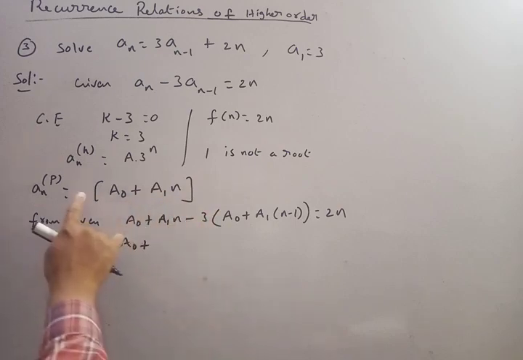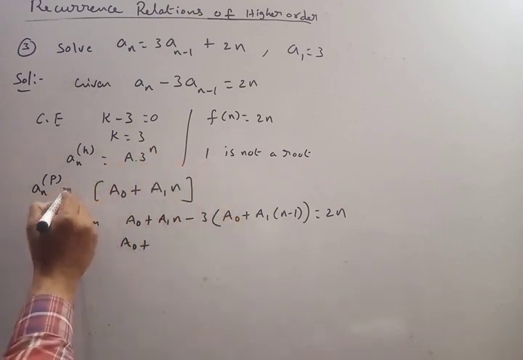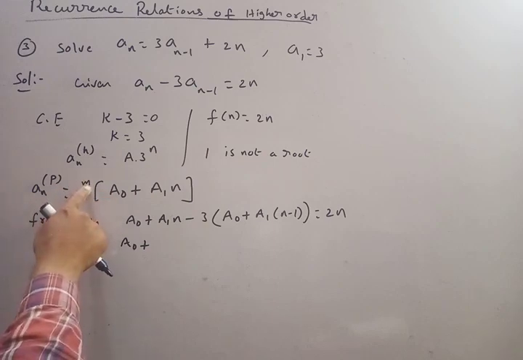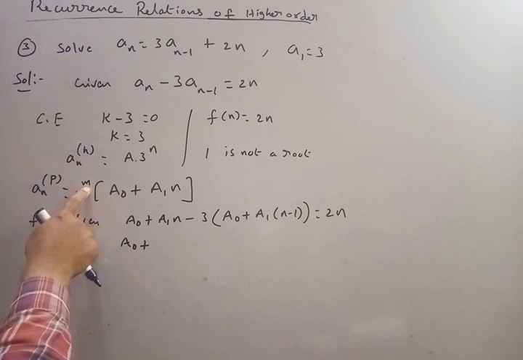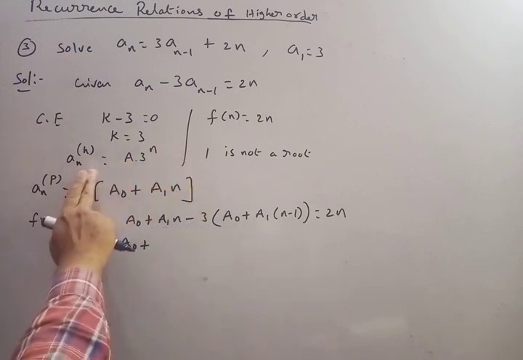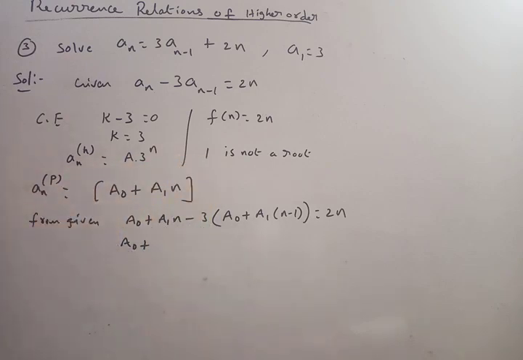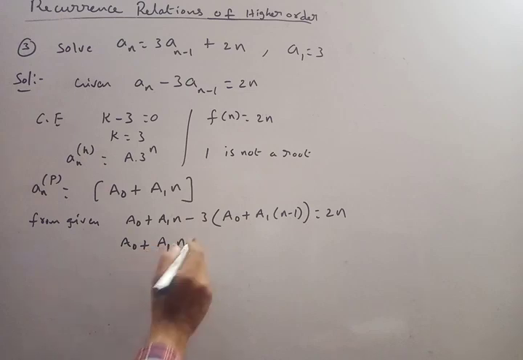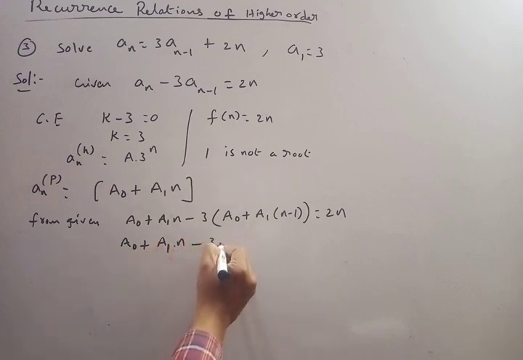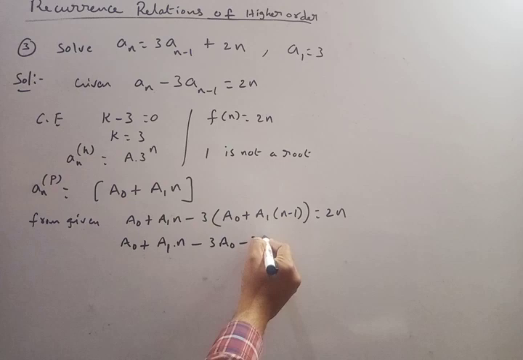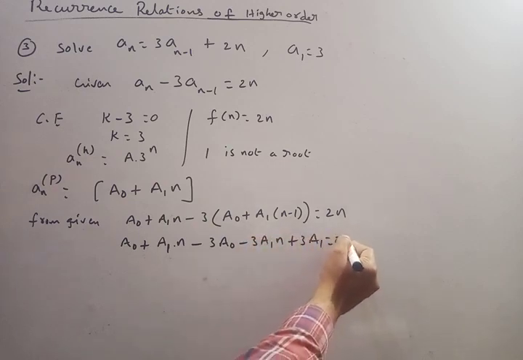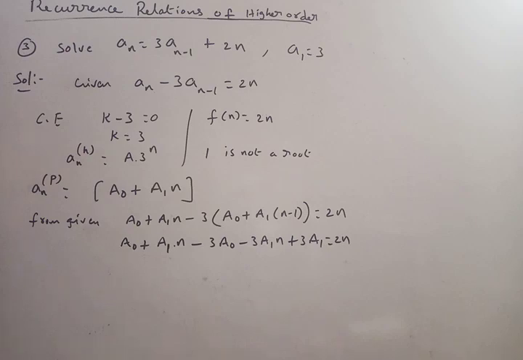Understand? If 1 is a root, then what we have to take? We have to take n power m, where m is how many times 1 is coming as a root. But here 1 is not a root, so no need to take this part. So see that, a naught plus a1 into n, minus 3 a naught, minus 3 a1n, minus into minus plus 3 a1, is equal to n. Correct? Now simplify this part.